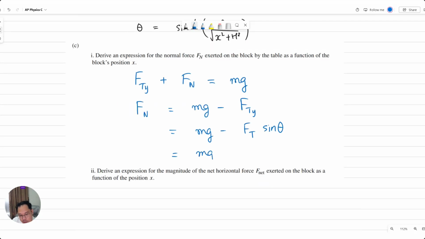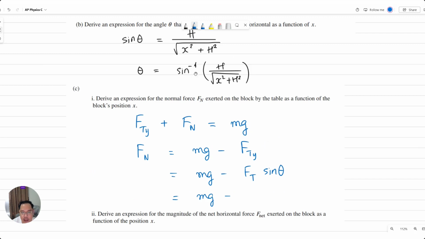And lastly, we will write the last expression. Sine theta, we also determined in the expression above, in question B: sine theta is equal to h over the square root of x squared plus h squared. And Ft here is a constant. So this is our final answer.